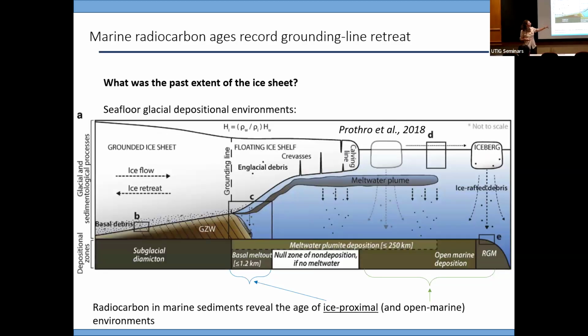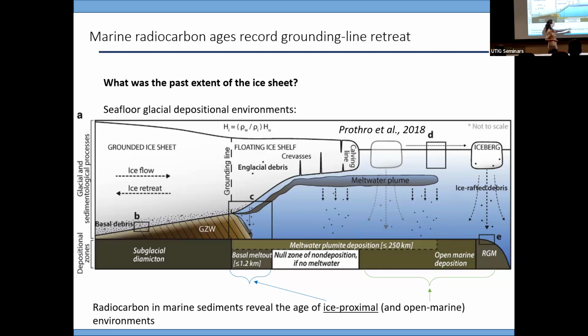So we actually sampled the seafloor sediments to get the actual retreat age. This is a schematic by Prothero et al. showing the glacial depositional environments. And the key piece here is the grounding line. We get this basal meltout zone that stays close to the grounding line. This has a unique sedimentological signature, and we can identify this in marine cores going through the past, age date these samples, and that tells us when the grounding line retreated across that site.